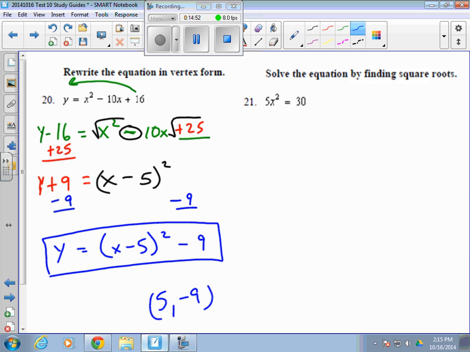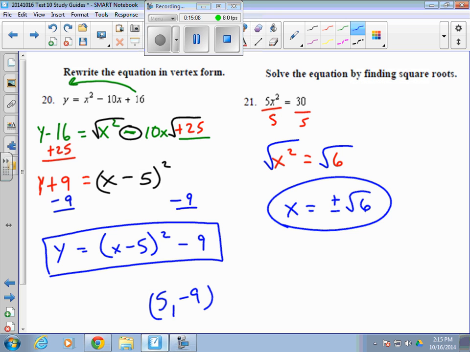Solve the equation by finding square roots. First thing you need to do is undo 5 times something by dividing it. Now you have x squared equals 6. Undo x squared by taking the square root. X equals plus or minus the square root of 6, because there's no perfect square that we can reduce that with.